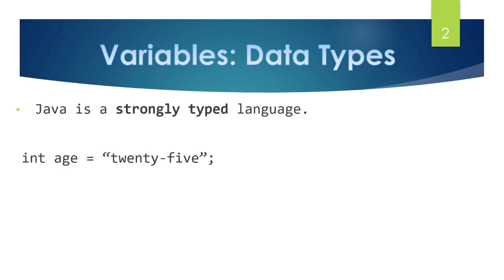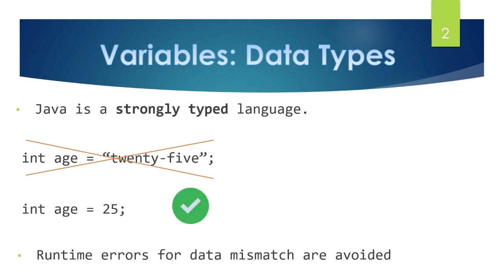If you try to assign a string literal to an integer, the compiler gives an error, saying required type is int, but string was provided. But if you assign a numeric value like 25, this will be accepted by the compiler.